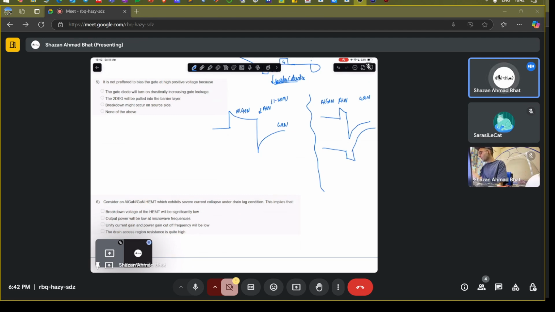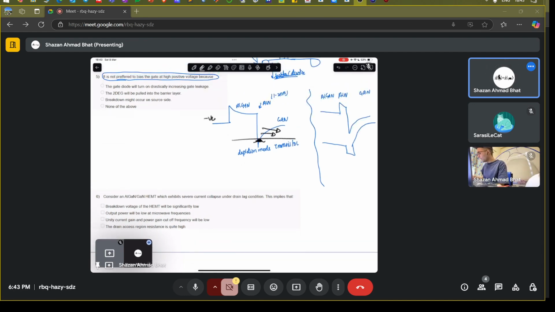But all of the concepts will apply to the aluminum nitride layer also, in the actual structure we are talking about. So if you go on increasing the gate bias to positive values, because this is a depletion mode transistor, that means you have a channel here, the 2D electron gas. You have to deplete it, make it go away from the interface. So for that, you apply a negative voltage so that you can capacitively deplete this region. Now the question says, what happens if you apply a positive voltage and go on increasing it?